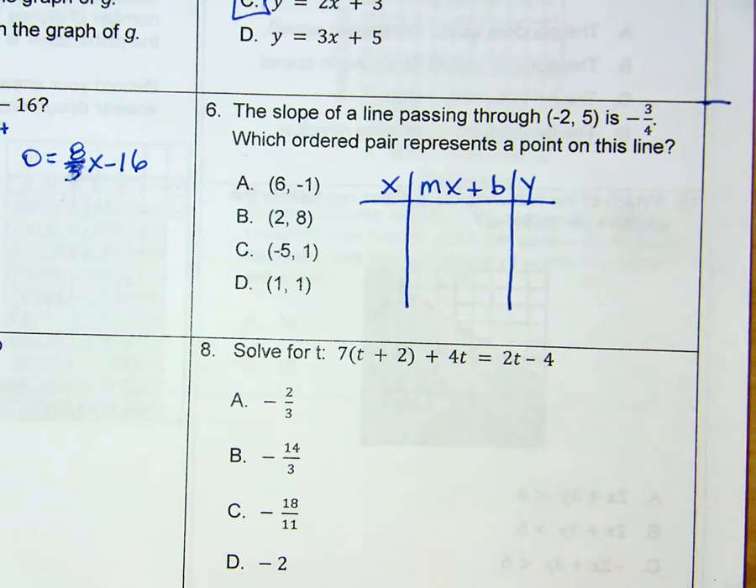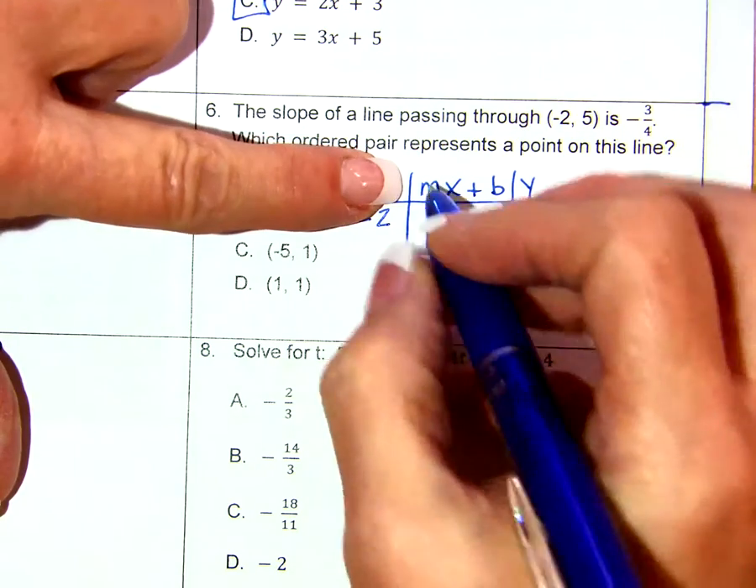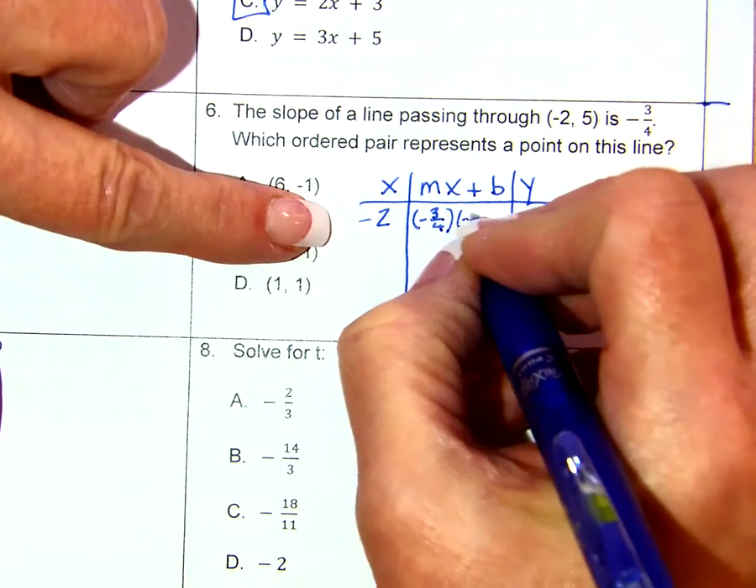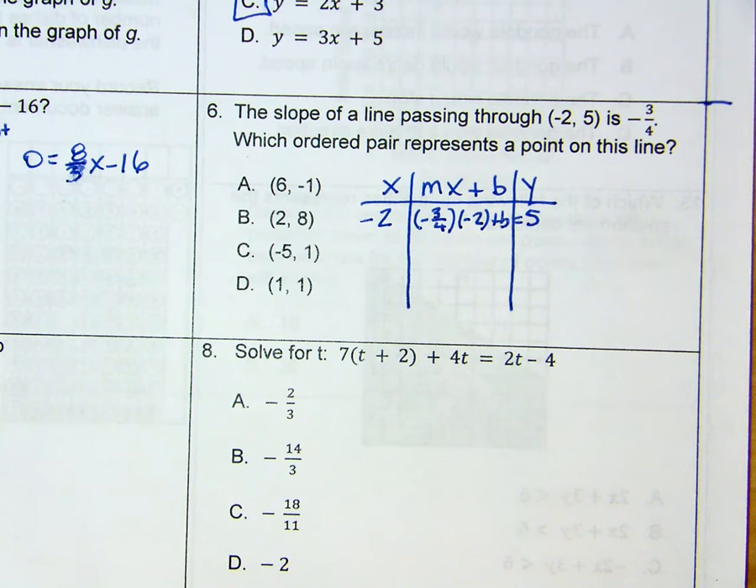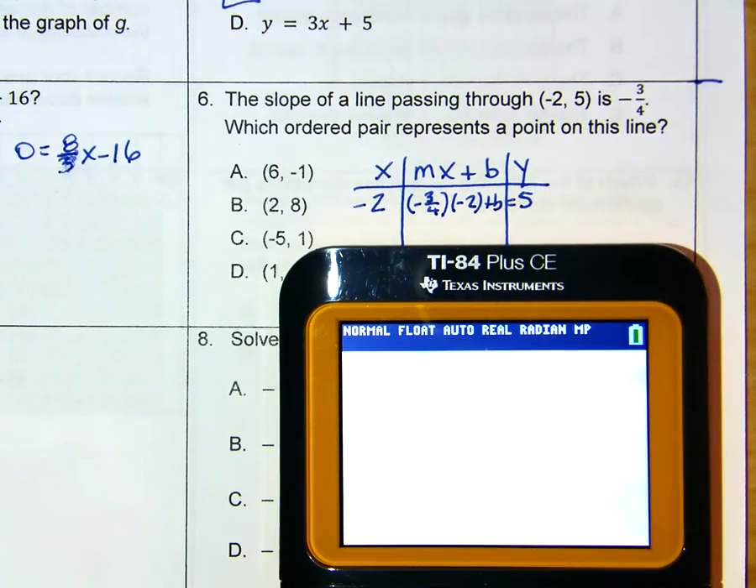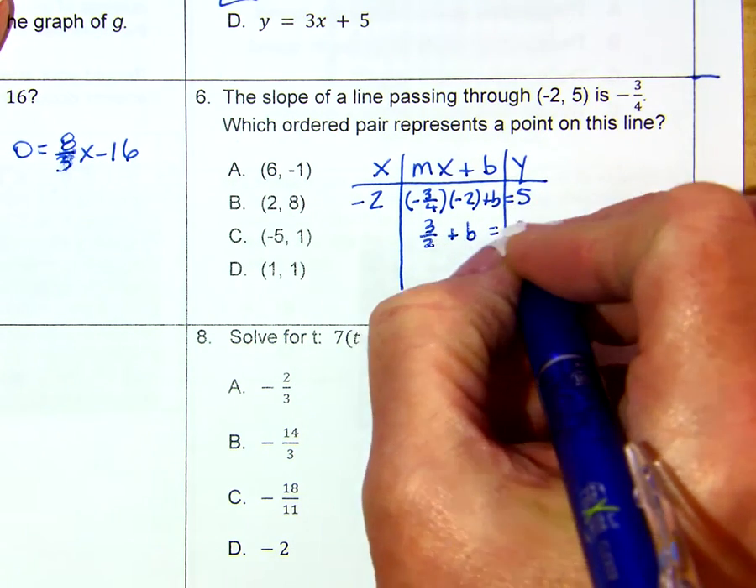So we are going to use the table first and substitute in our x and our y, and then use our slope and our x value and set that equal to 5. So we will go to our calculator and let it help us out here. So I'm going to do negative 3/4 times negative 2, and that is going to give me 3/2. So what I have here is 3/2 plus b equals 5.